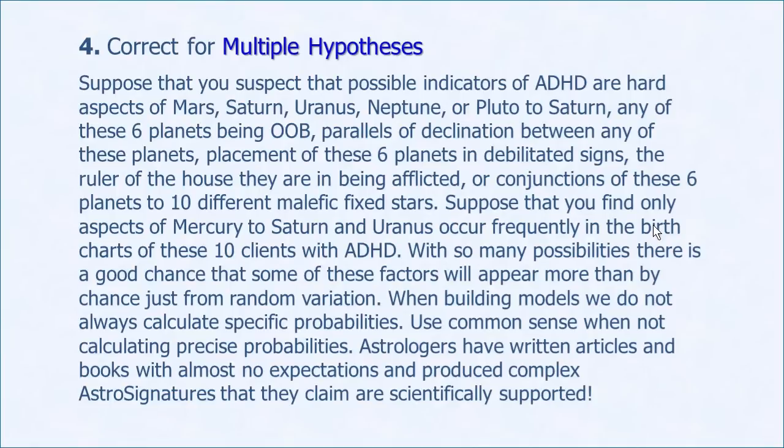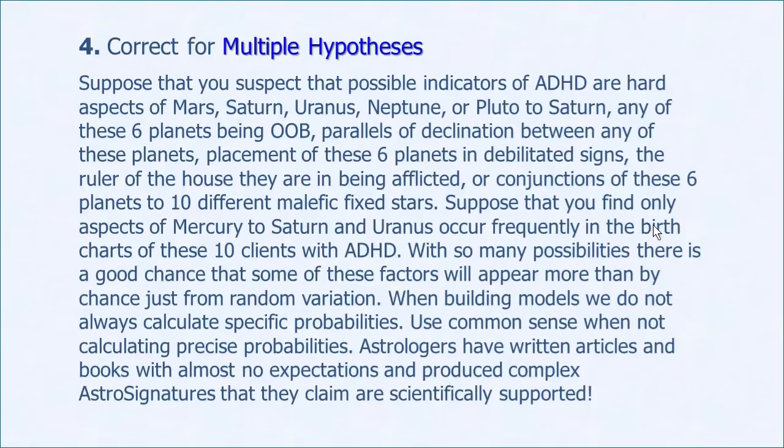If you have just one idea of what is going to be in a group of charts, let's take the example of people with ADHD, which is one of the scenarios we're using in this series of videos. Suppose you have an idea that people with ADHD were probably born with Moon and Uranus square each other. Okay, you've got one idea of what's in their charts. Is that what usually happens in astrology? No. Usually we have a lot of ideas.